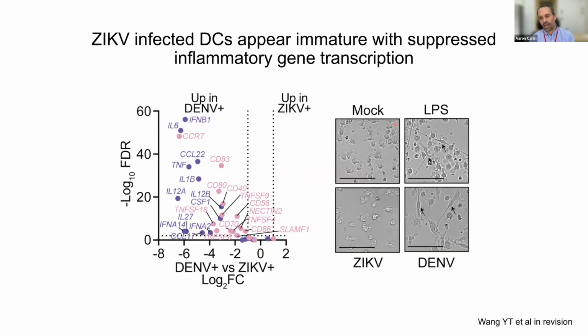Additionally, if you look morphologically at the infected cells, Zika virus infected DCs look like they're still immature. They look like mock treated DCs, whereas dengue virus DCs have these kind of extended ramifications. They look very much like DCs that are treated with LPS, that are stimulated and activated and basically morphologically change into mature DCs.